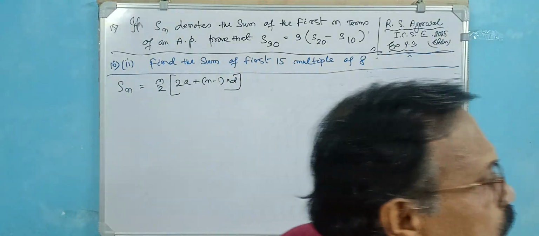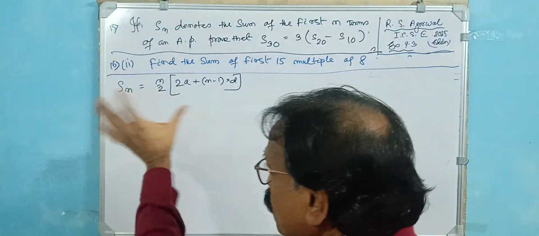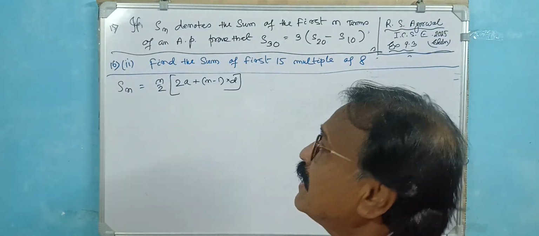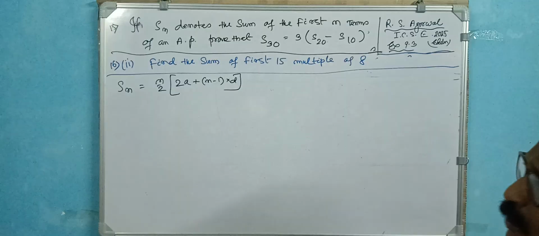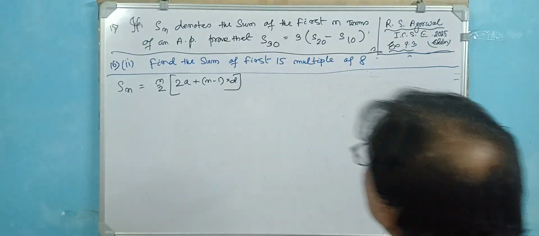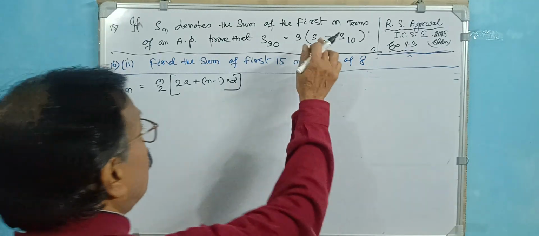Don't panic to see the sum. Don't panic at any sum. First just think in your brain. You know the formula Sn is equal to n by 2 bracket twice a plus n minus 1 into d. Just see what happens, it is a very interesting thing.